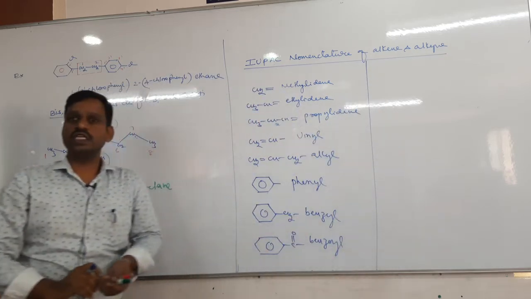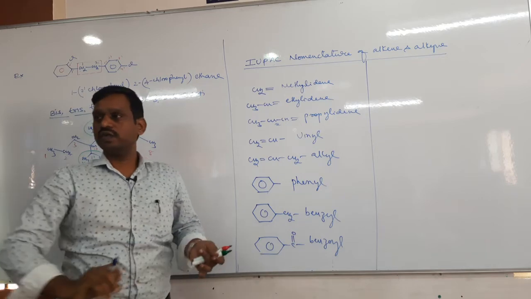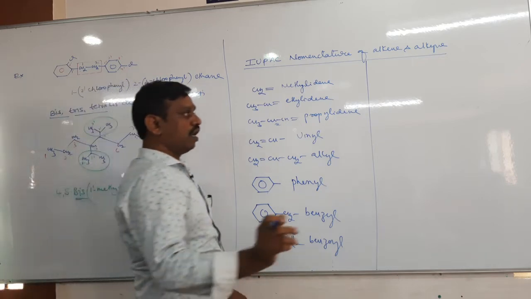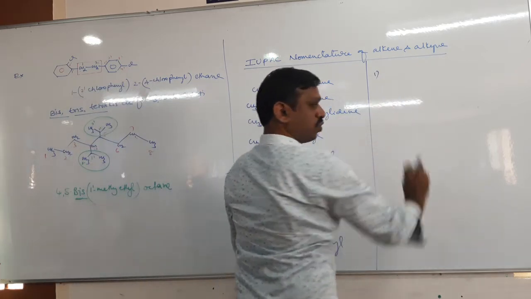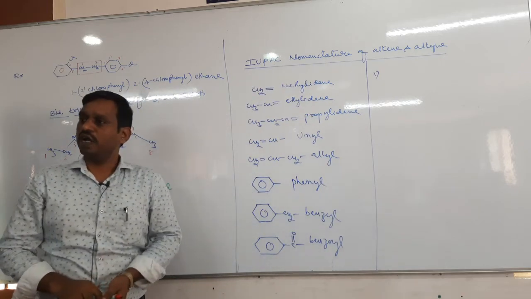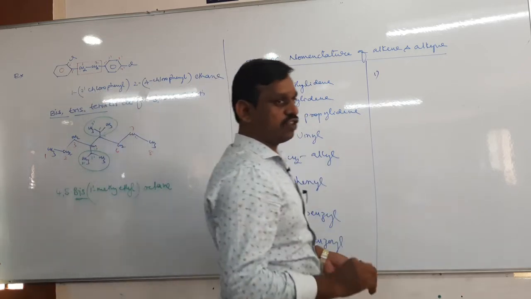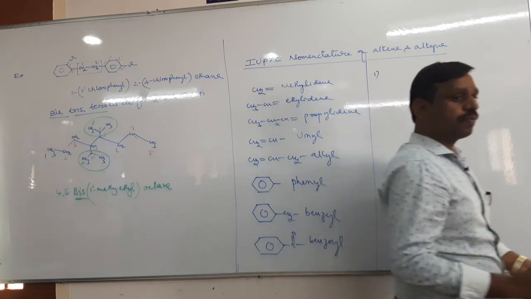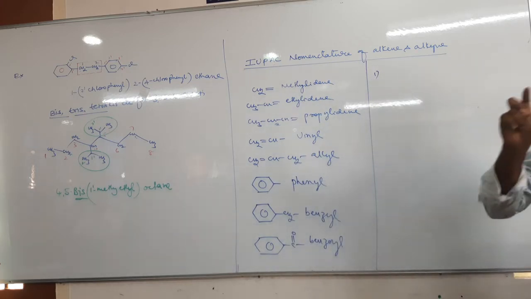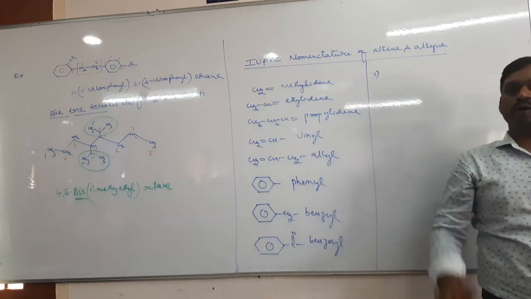Tell me, these are some important rules for nomenclature of alkene and alkyne. Now what is the first rule? In the nomenclature of alkene and alkyne, selection of parent chain. How do you select the parent chain? Select the parent chain having the maximum number of double bonds and triple bonds.